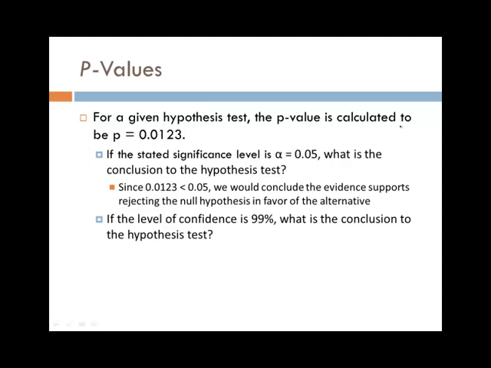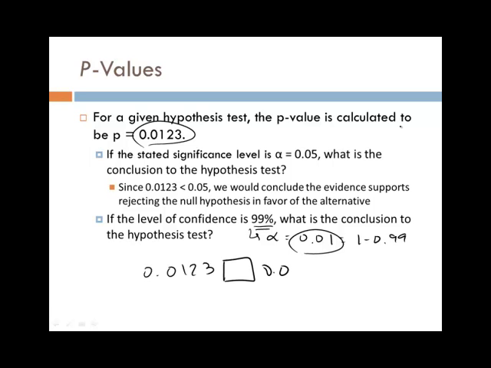If the level of confidence is 99%, what is the conclusion to the hypothesis test? So you would calculate alpha here to be 1%, which is 1 minus 0.99, and then reestablish the order of these numbers. Is this greater than, less than, or equal to this number? This time it's greater than. If you want to put zeros here, that helps. This is 123 10,000ths, and this is 100 10,000ths. So this is a greater than sign. Therefore, we would fail to reject the null hypothesis. Therefore, we cannot accept the alternative hypothesis. There's not enough evidence to support the claim.